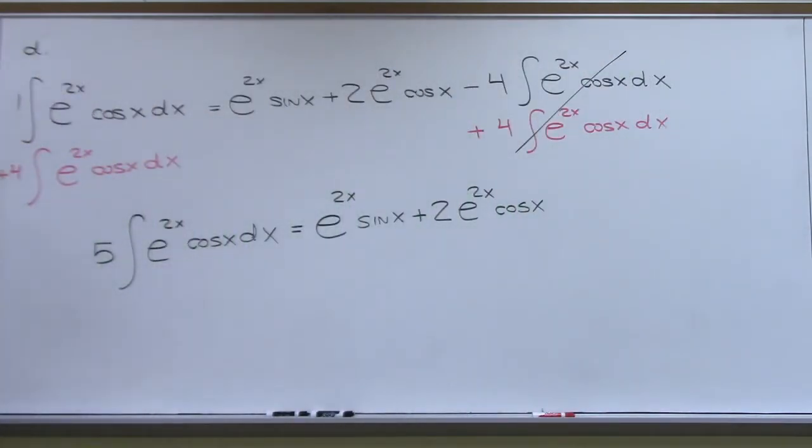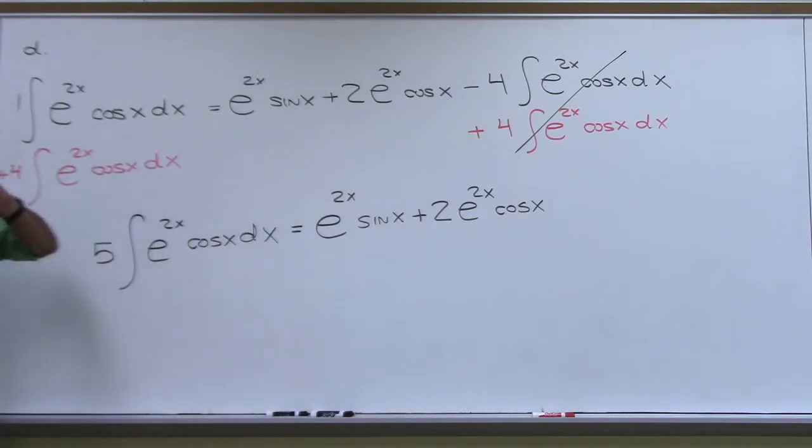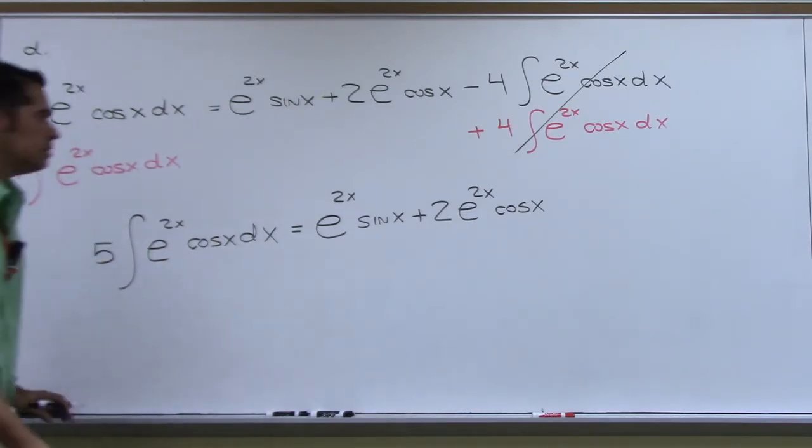I don't want 5 of them. How many do I want? 1. So how do I get rid of that 5? Divide both sides by 5. Or multiply both sides by 1/5. Either way, however we want to look at that.